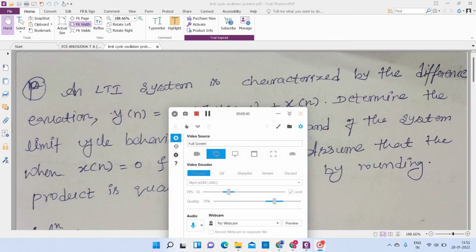Actually, oscillation will occur during rounding off, especially while performing multiplication and addition operations. So we will get that limit cycle oscillation. Okay, so we will solve one problem related to limit cycle oscillation.